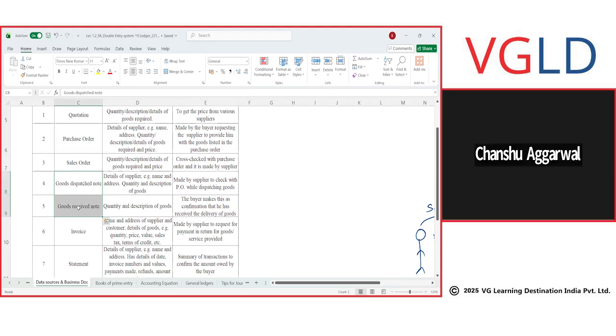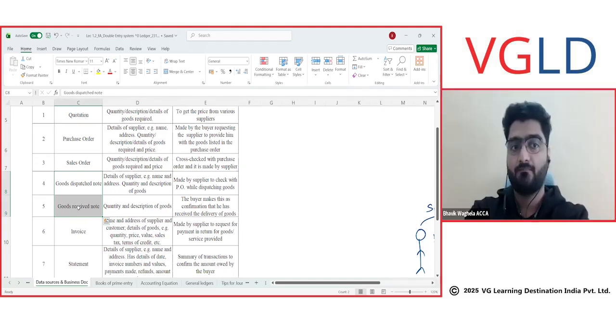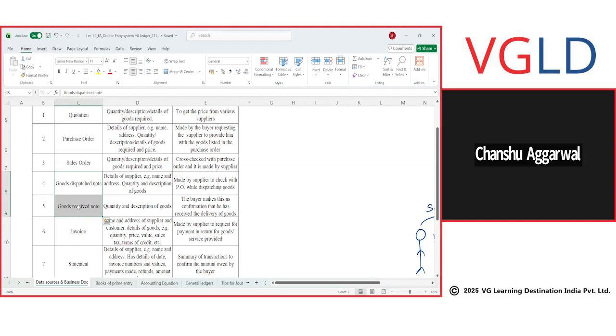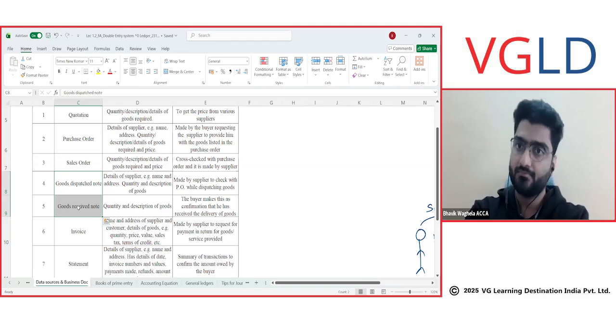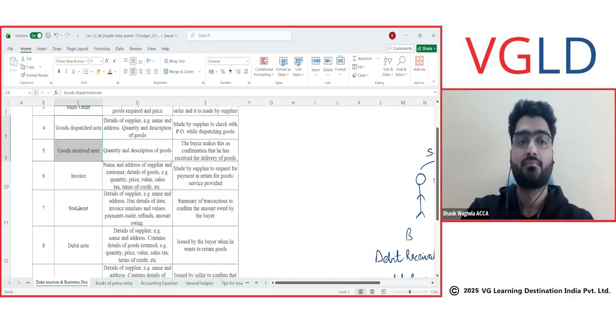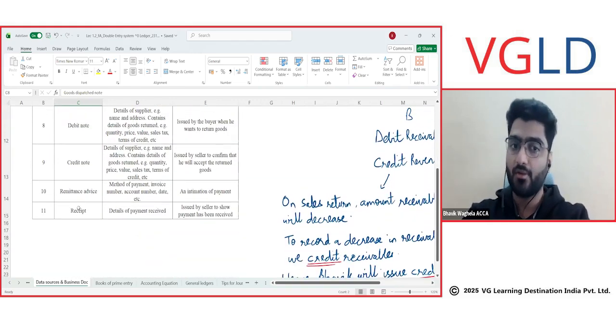Sir, understood? Also, sir, you said the goods dispatch note should match with the purchase order. Correct. The sales order should match with the purchase order. So the goods dispatch note and sales order should match. Correct. Okay. Everyone got this?